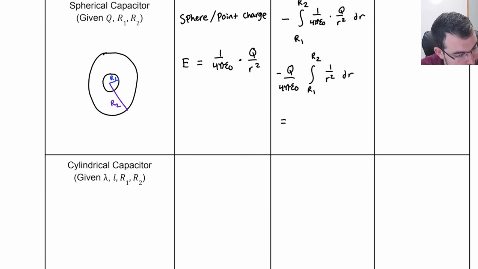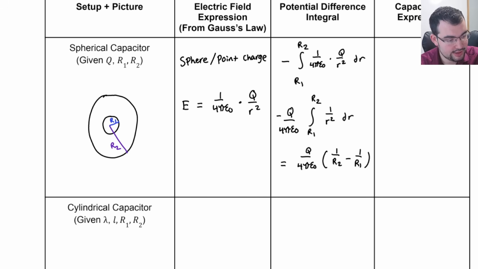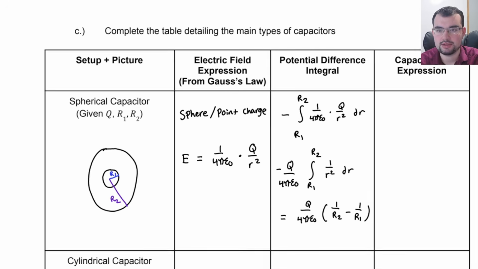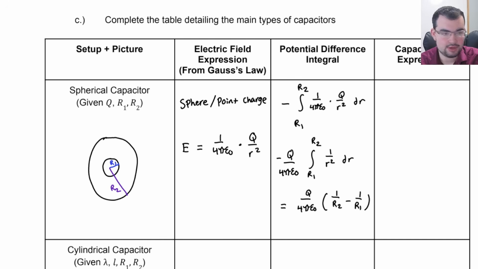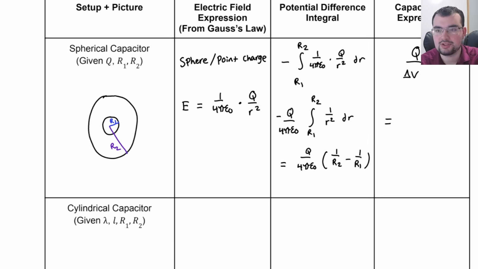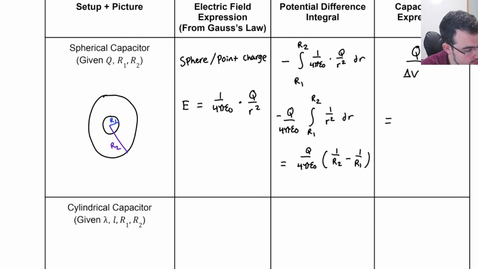And that ends up working out to Q over 4 pi epsilon naught times 1 over R2 minus 1 over R1. And yes, I know that will be a negative quantity. That's totally fine because we know our capacitance expression is just going to be Q over delta V. And in this case, our Q is just Q.